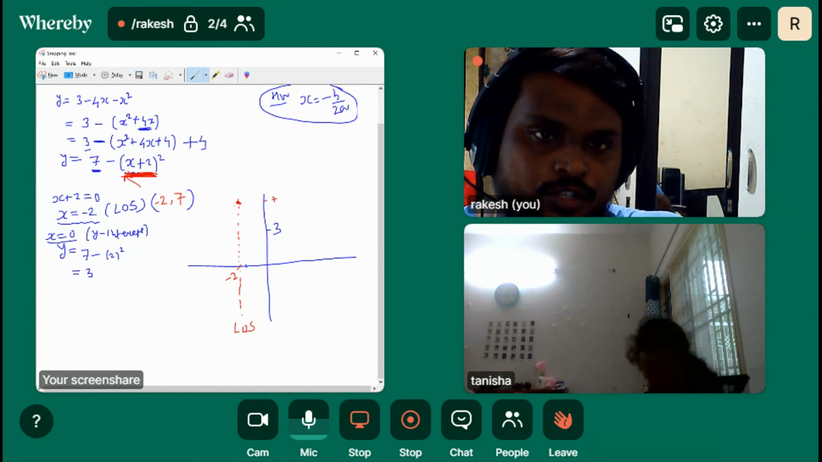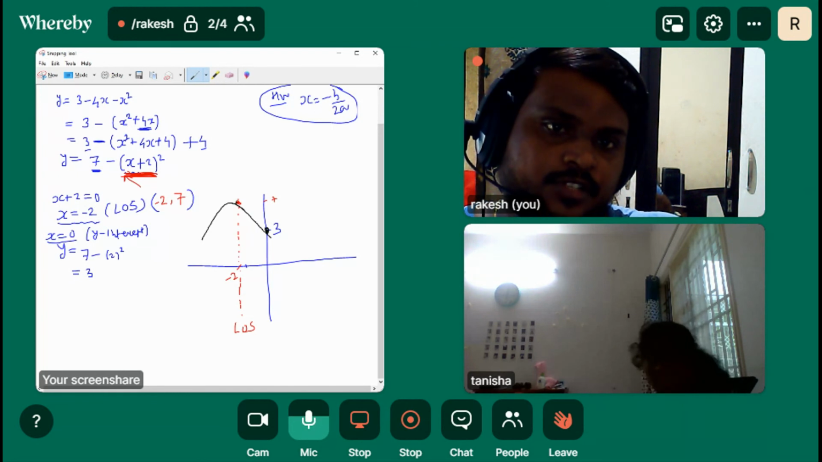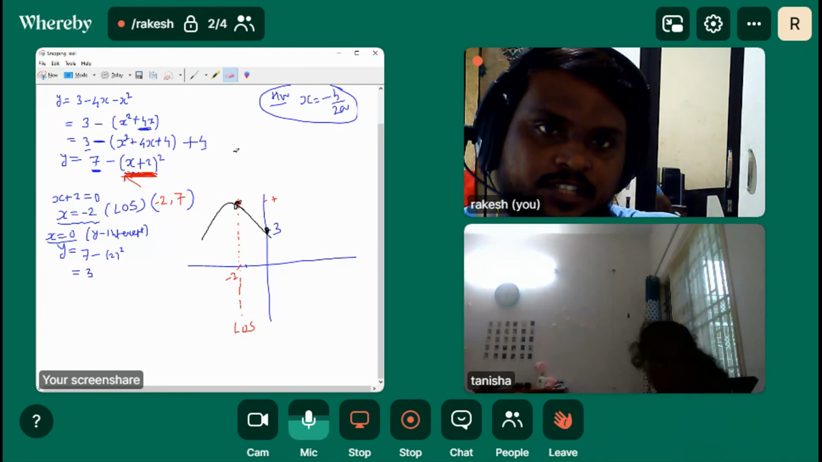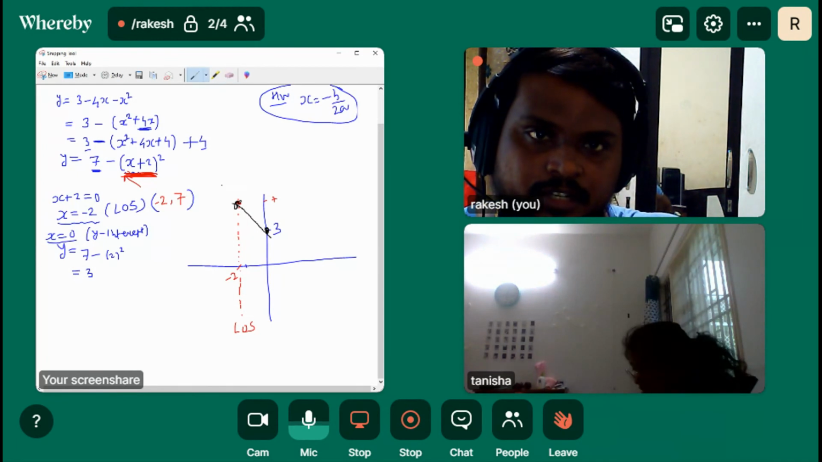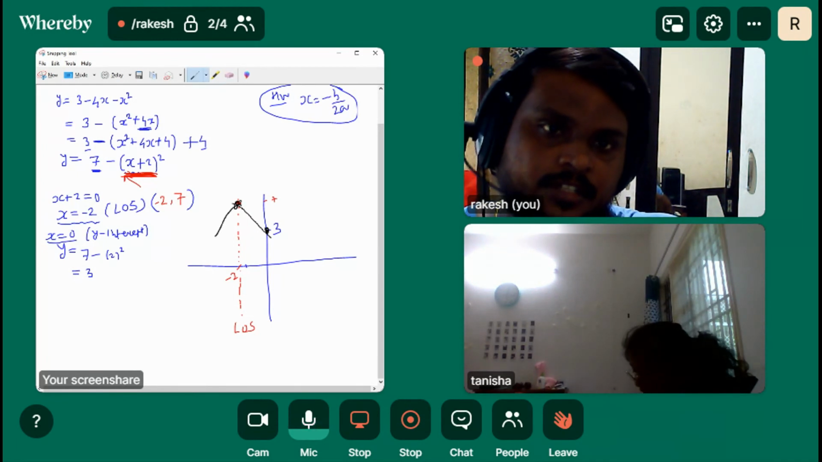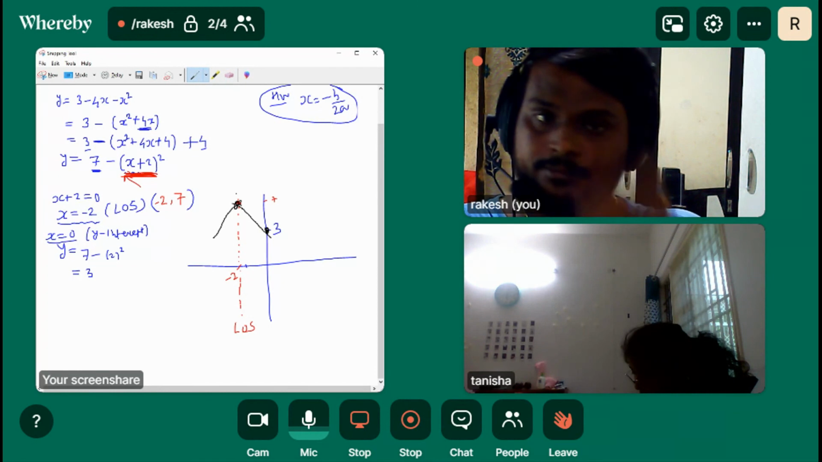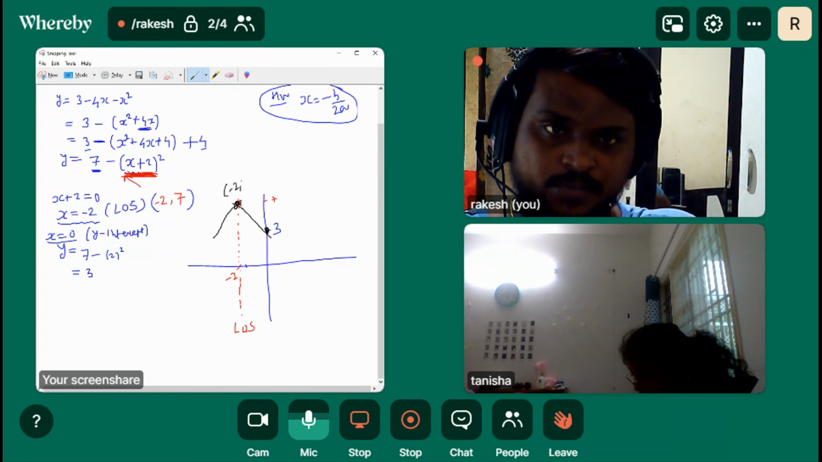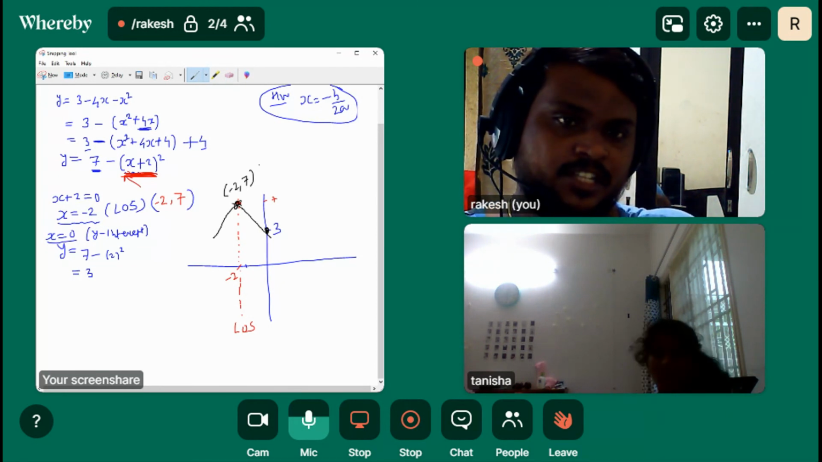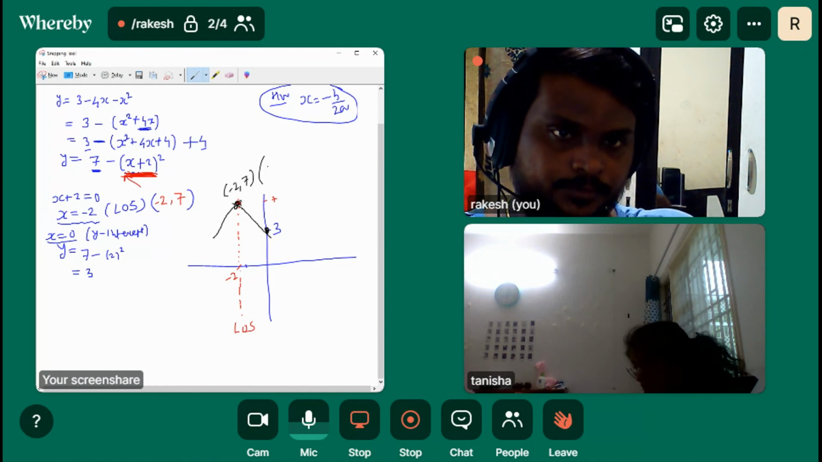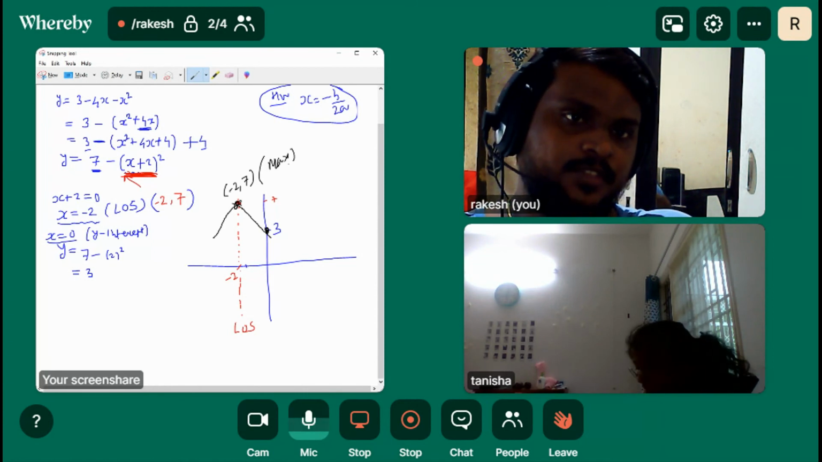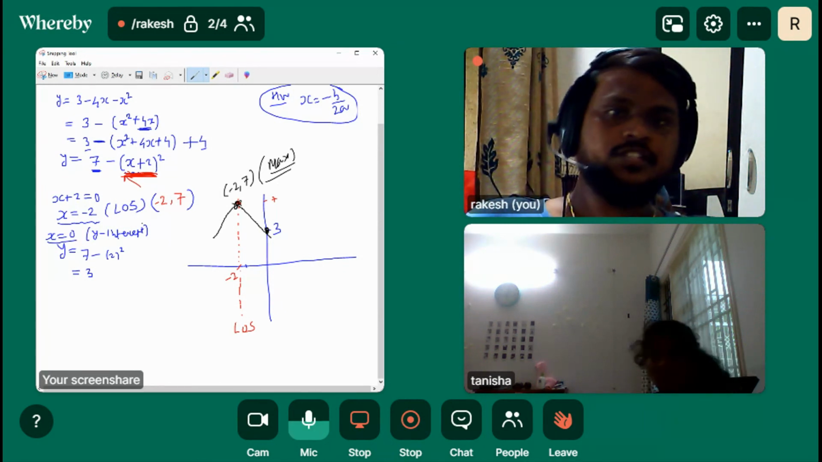So this is 7 somewhere here, okay? Your graph is like this. It will intersect at 3, because this has to be the line of symmetry. Just a second, it will go like this. Is that fine? So this point is -2 comma 7. What is that, maximum or minimum? Maximum, right? Did you understand the concept?